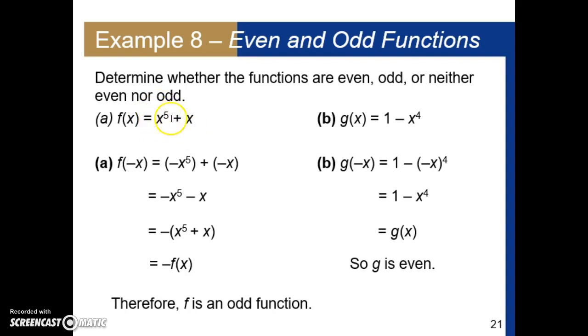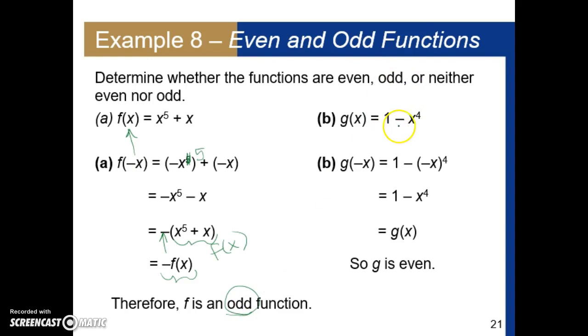Well, this is x to the fifth plus x, and this 5 actually ought to be outside that parentheses right there. So if we put a negative into this function machine, we have negative x all raised to the fifth power plus a negative x. So that gives us negative x to the fifth minus x, and we can factor that negative out front, and this leaves us with that original function that we had. So we have the opposite of f of x, which means that this is an odd function.